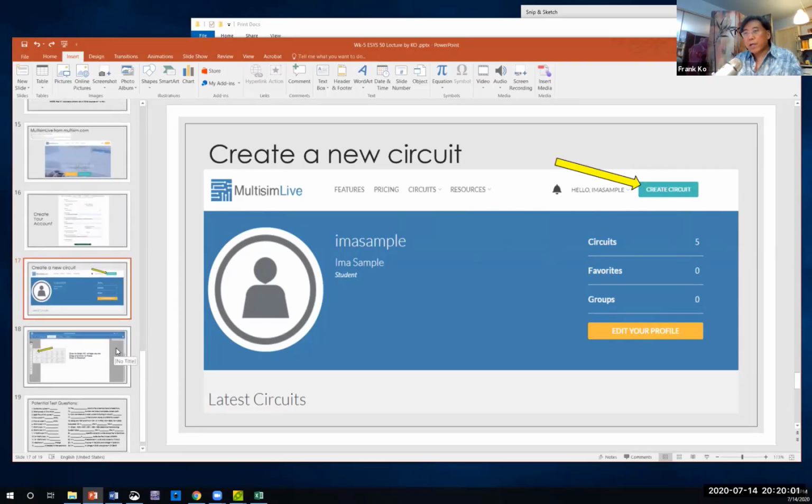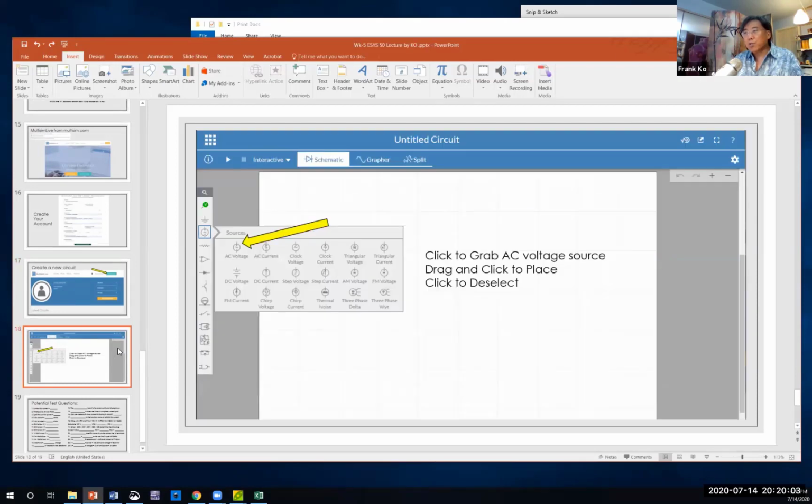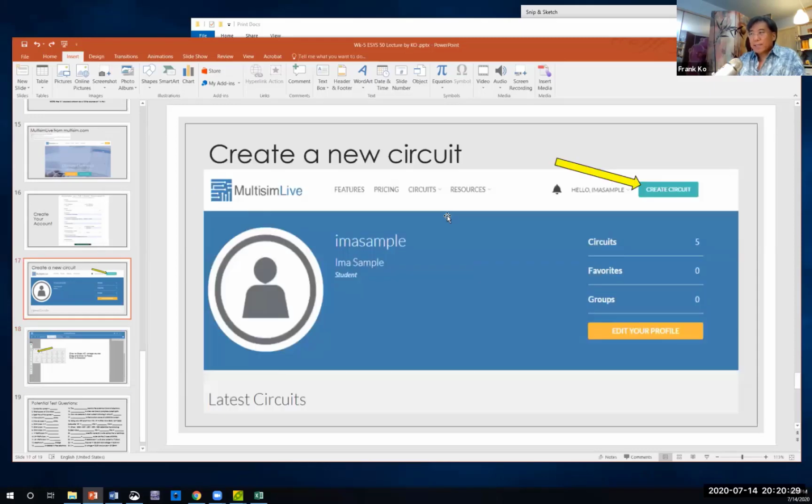When I go to create a circuit, the next thing that you will do is on an untitled circuit, you will see different parts of the screen, and it says you're going to click on sources, and then it opens up this dialog box of all different kinds of sources. We're going to click and drag the AC voltage source, click to select it, drag it out, click to place it, and then it'll go.